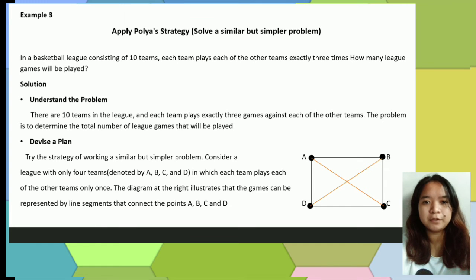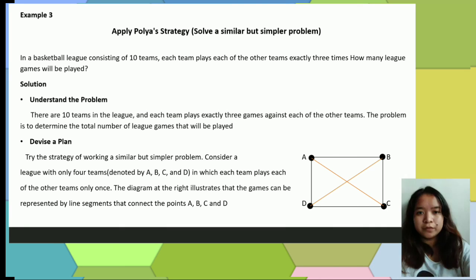Solve a similar but simpler problem. Here is the problem. In a basketball league consisting of 10 teams, each team plays each of the other teams exactly 3 times. How many league games will be played? Solution. First, understand the problem. There are 10 teams in the league and each team plays exactly 3 games against each of the other teams. The problem is to determine the total number of league games that will be played.